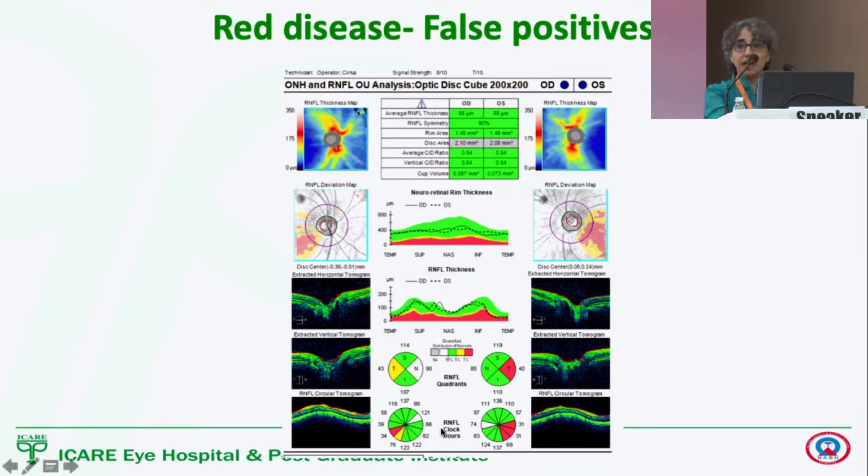Let's look at this image again here. How good is the RNFL looking? Pretty good, actually. You look at the deviation, there is a large patch of deviation, but where is it? It's not in the superior inferior pole. It's in the papillomacular bundle area. It's in the area which is least affected by glaucoma in the initial stages. It's the last one to go.